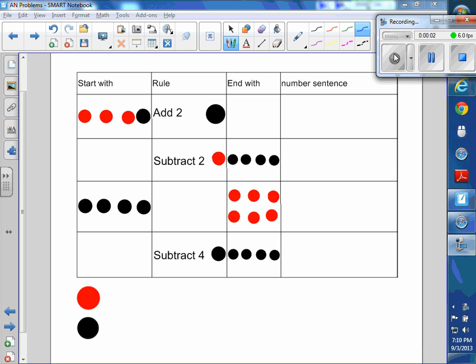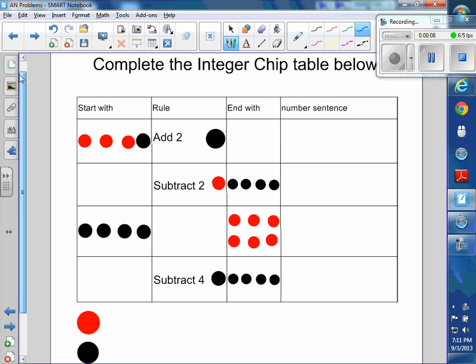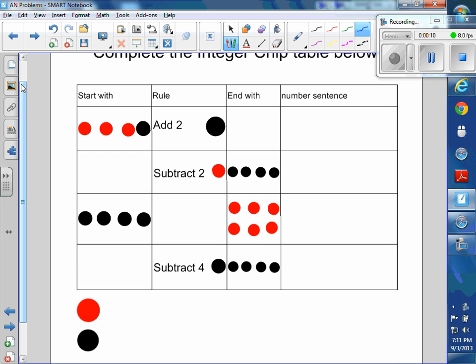Okay, this is a quick integer chip review, and your job here is to complete the integer chip table below. By now everybody should have tried a few of these tables. We're going to try to use the zero property of addition to complete this. If you look at the first problem, number 1, you start with 3 negatives and 1 positive. Each red is a negative and each black is a positive.